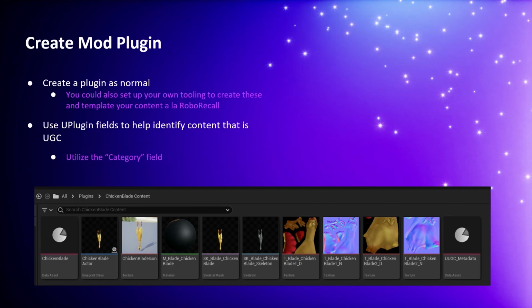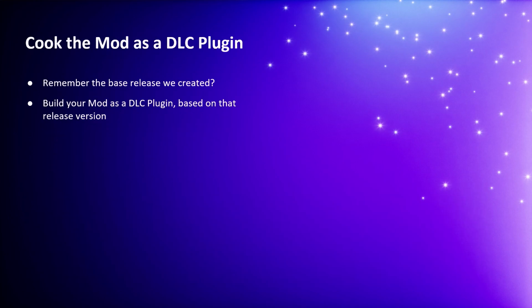So you can see here, I've got my plugin. It's Chicken Blade. We've got a primary data asset as the first asset there. We've got meshes, textures, all that sort of stuff. And then on the far right-hand side, we've got this UGC metadata asset, which is an additional data asset that we produce to drive some functionality when you actually load that plugin and pack file, and I'll get back to that a little bit later.